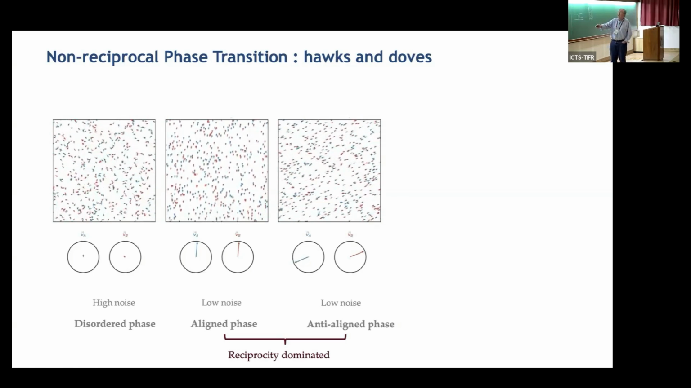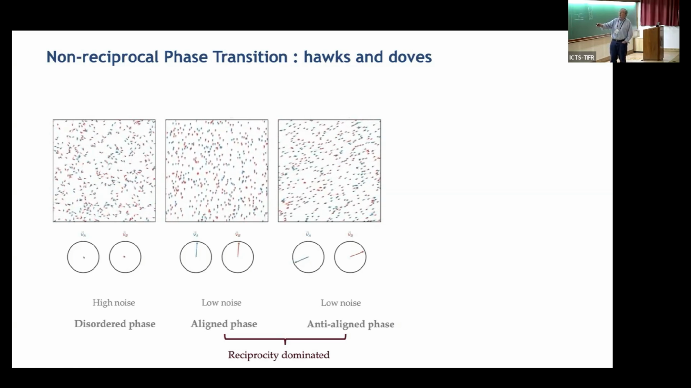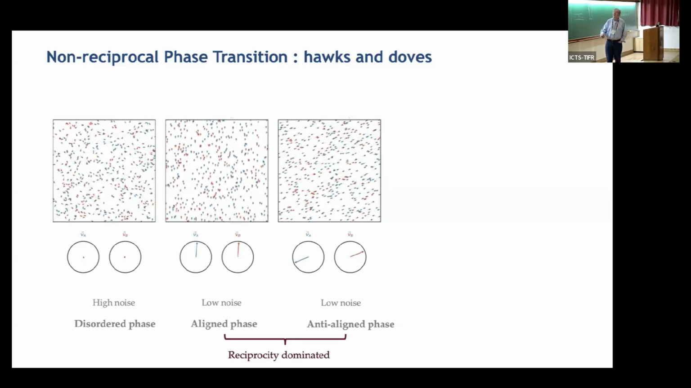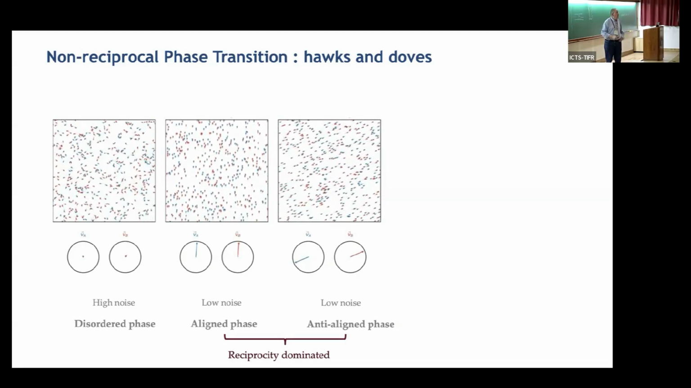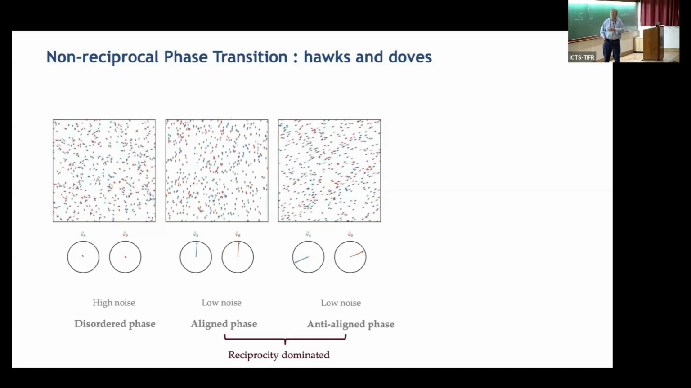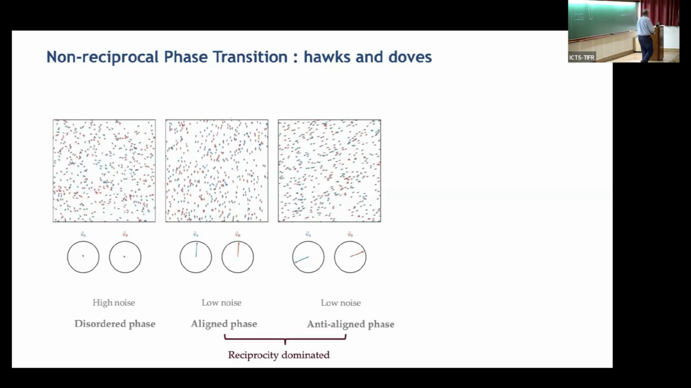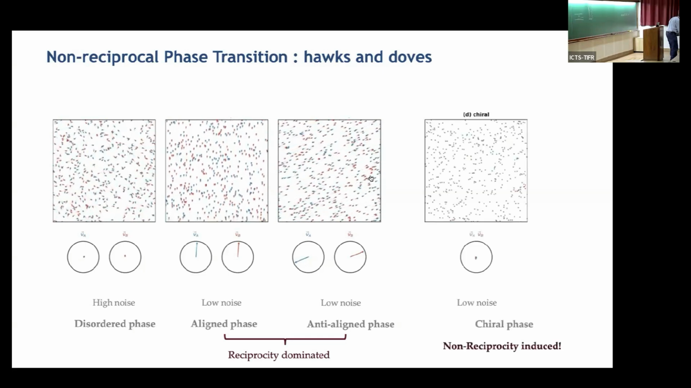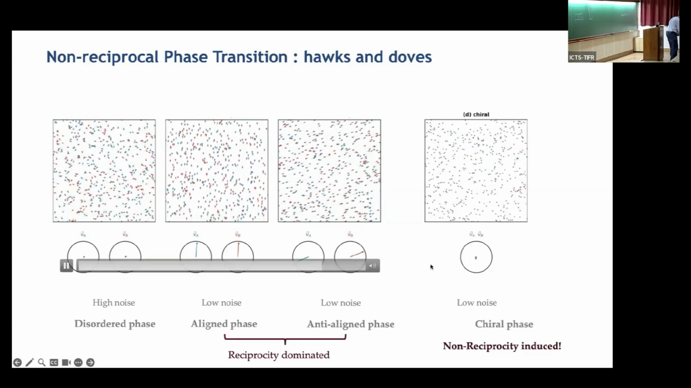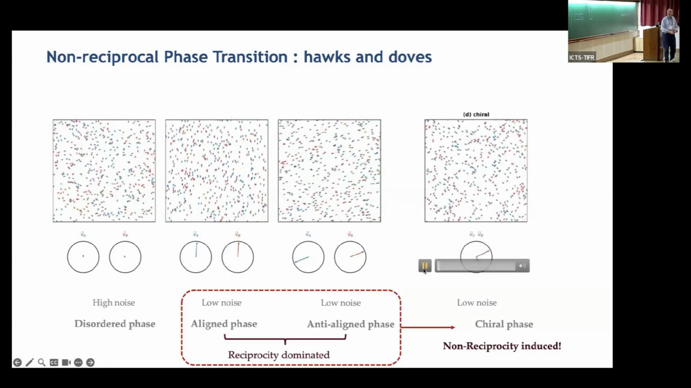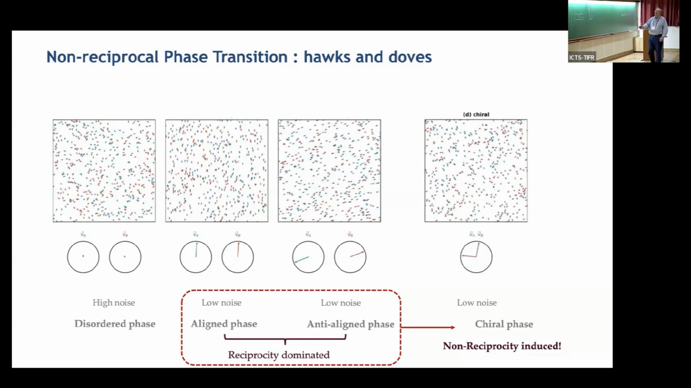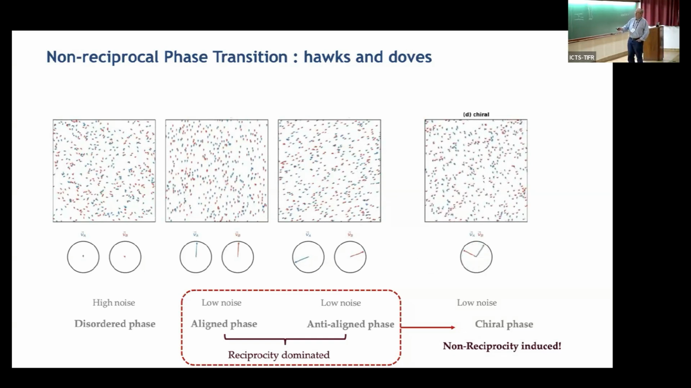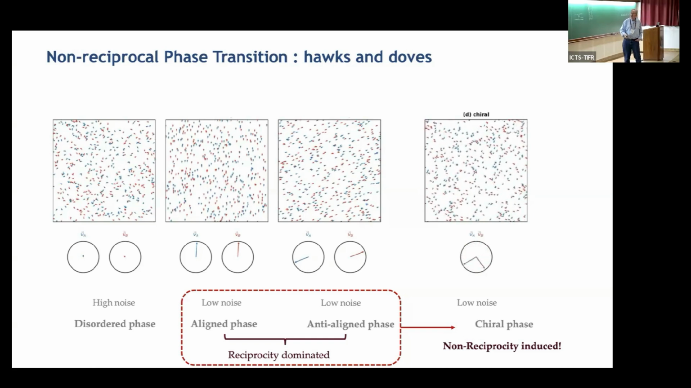Whereas for a different set of parameters, we see them all aligned. Another different set of parameters, we see them anti-aligned. The direction in which you align or anti-align is also another degree of freedom. And as you go in between, you get this phase where you can see visually that they're actually flying around in circles, and here's the average velocity going around. So that's the chiral phase.